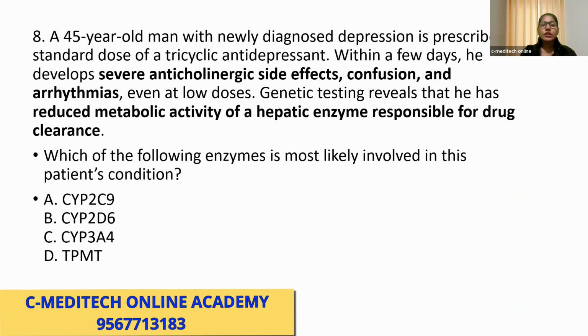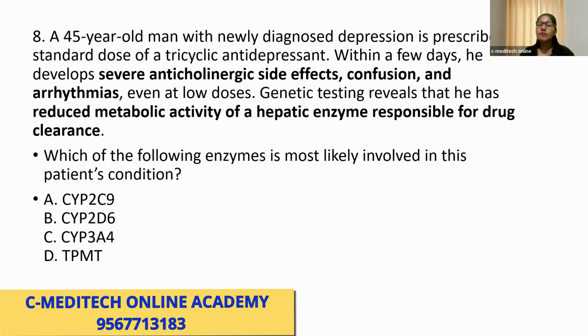Question number 8. A 45-year-old man with newly diagnosed depression is prescribed a standard dose of a tricyclic antidepressant. Within a few days, he developed severe anticholinergic side effects, confusion, and arrhythmia, even at low doses. Genetic testing revealed that he has reduced metabolic activity of a hepatic enzyme responsible for drug clearance. Which of the following enzymes is most likely involved in this patient's condition? CYP2C9, CYP2D6, CYP3A4, and TPMT.